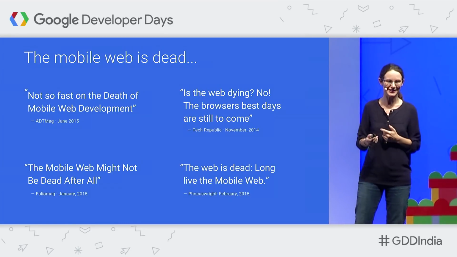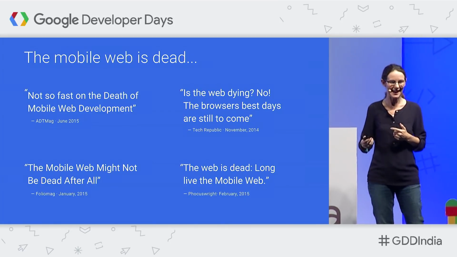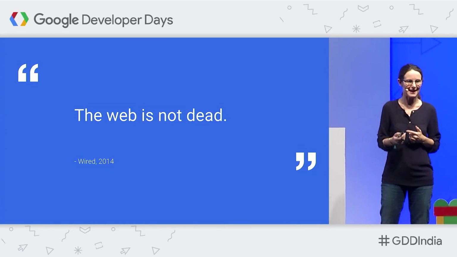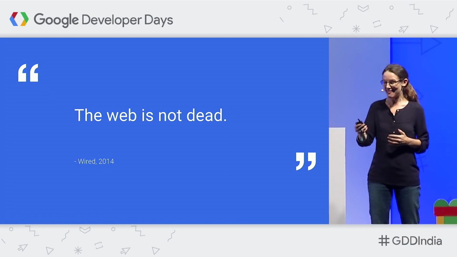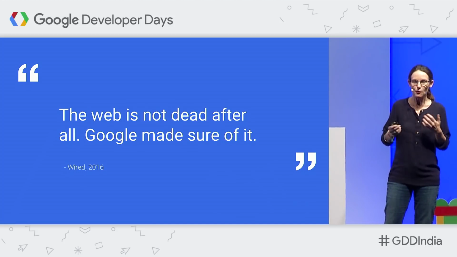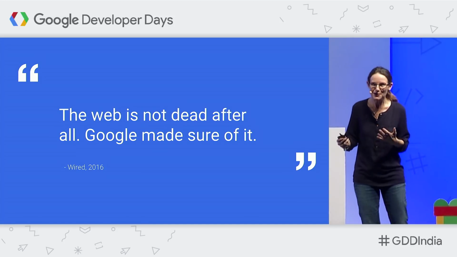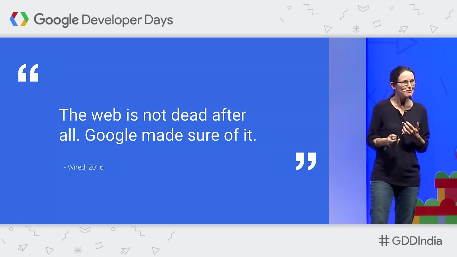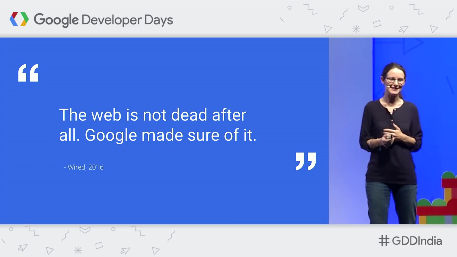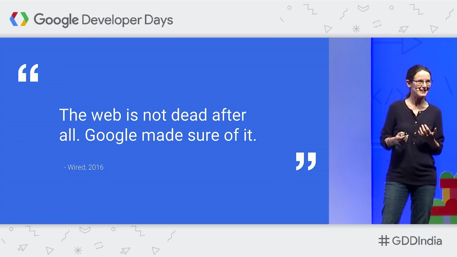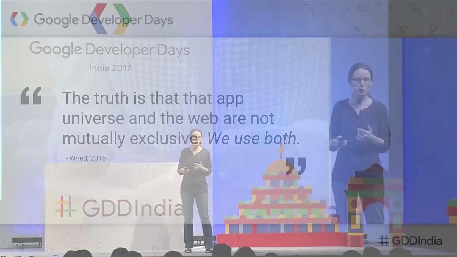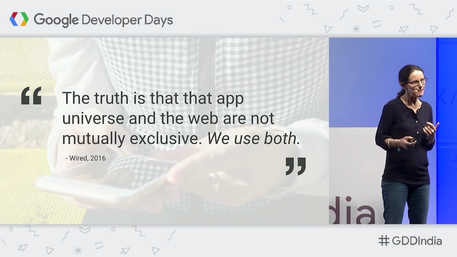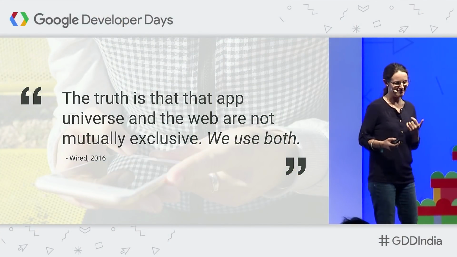And Wired, in contradiction to their famous article of 2010, in 2014 claimed that the web is not dead. And then 2 years later, "The web is not dead after all. Google made sure of that." And that reported about the advancement of activities that can be done in the browser and the early successes of progressive web apps. The article ended by saying, "The truth is that App Universe and the web are not mutually exclusive. We use both. Just maybe the web is more alive than ever."